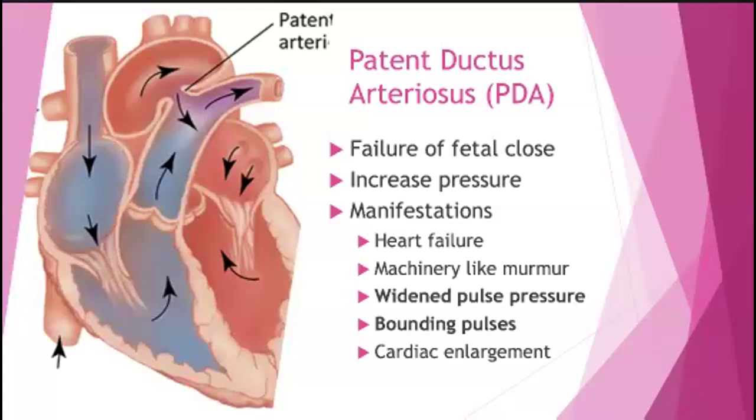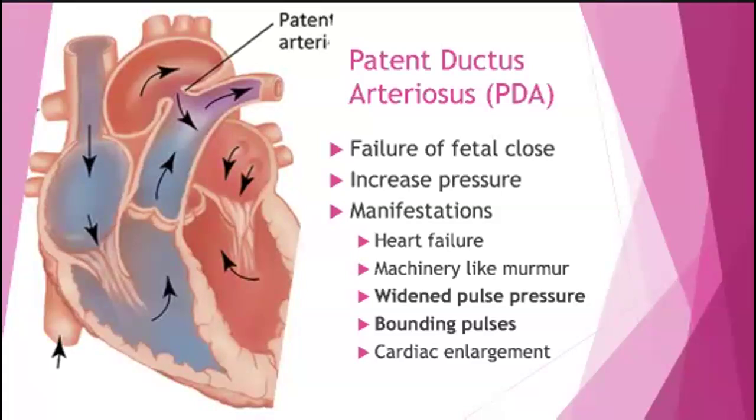Our PDA. So, patent ductus arteriosus is the normal fetal blood vessel that connects the pulmonary artery to the aorta, allowing the blood to bypass the lungs before birth. Normally, it closes within the first day of life after birth. If it remains open, this is called a patent ductus arteriosus.